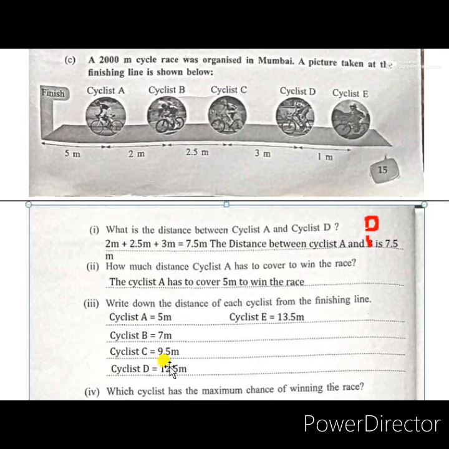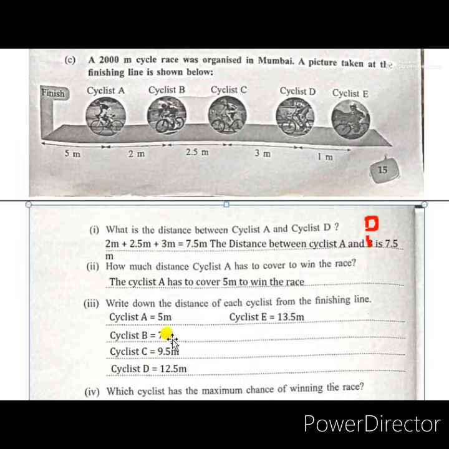That is 9.5 meter. Students, calculations I have not shown here because of the limitation of place. You will do this calculation in a rough page and write the answers. No need to write them on this page. Write this page answers only, but calculations you must do in a rough page.